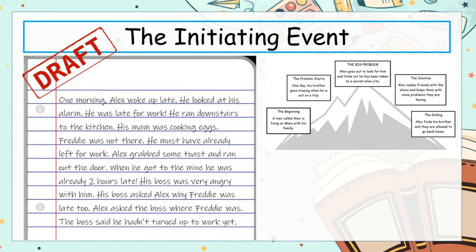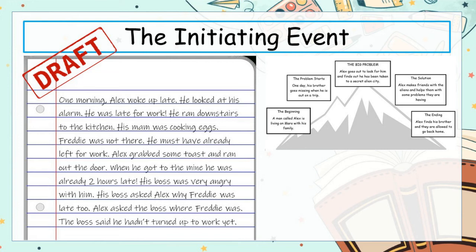One morning, Alex woke up late. He looked at his alarm. He was late for work. He ran downstairs to the kitchen. His mom was cooking eggs. Freddy was not there. He must have already left for work. Alex grabbed some toast and ran out the door.